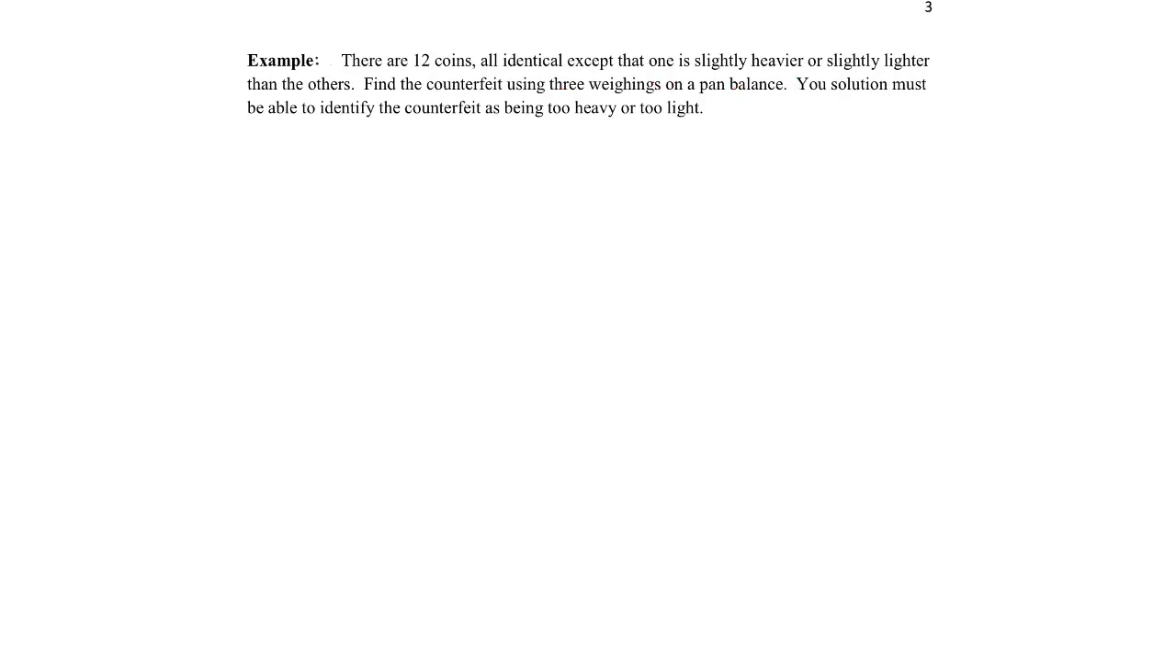So the solution should be able to identify the counterfeit as being too heavy or too light. And as an extra challenge, we're going to try to do this in a non-adaptive fashion, which means after the first weighing, we can't change what we're going to do the second weighing. We have to have a plan for all 3 of the weighings. So let's draw our 3 scales now. Okay, so there's our 3 scales representing the 3 weighings that we'll have to do on the pan balance.